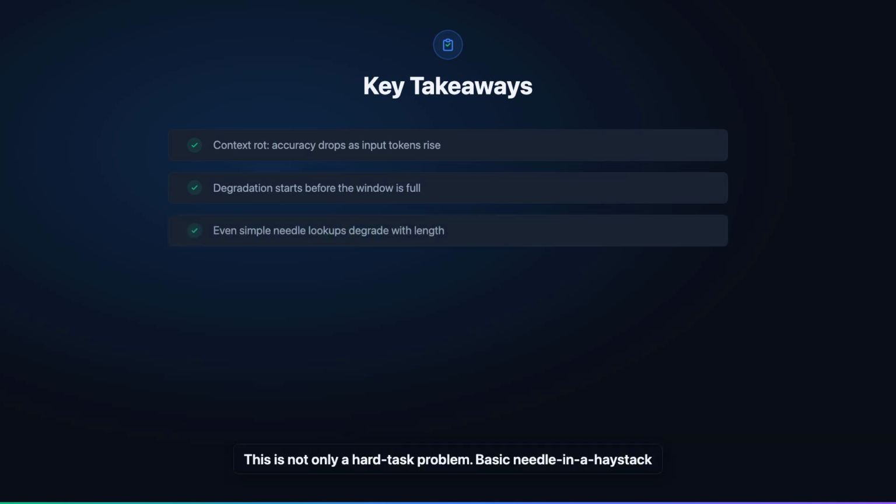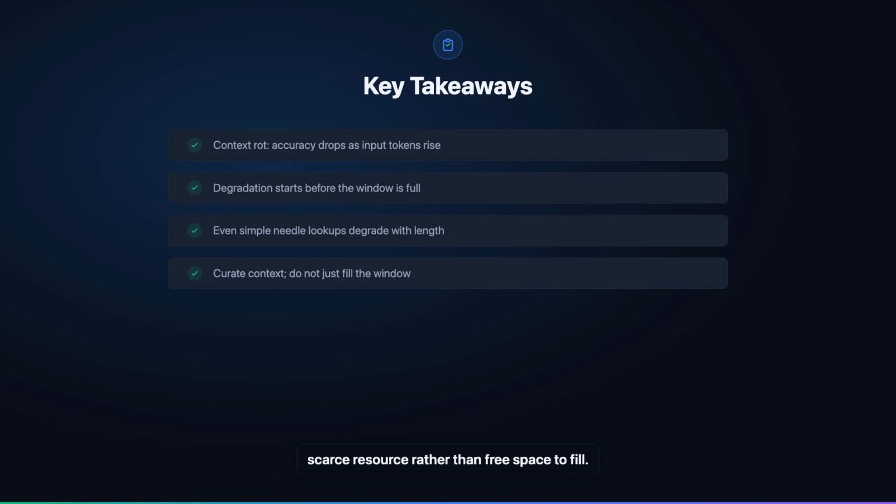This is not only a hard task problem. Basic needle-in-a-haystack retrieval weakened as inputs grew, especially with distractors and lower needle question similarity. Because tight 300 token inputs beat 113K token ones, the practical fix is curation and retrieval, treating context as a scarce resource rather than free space to fill.